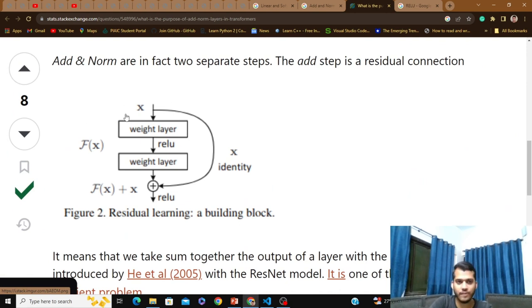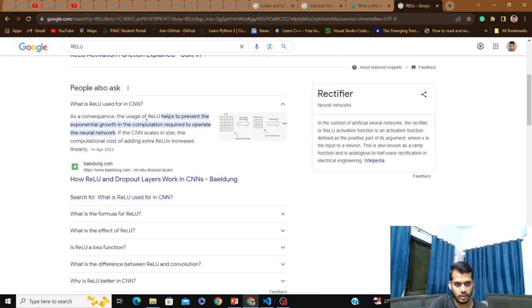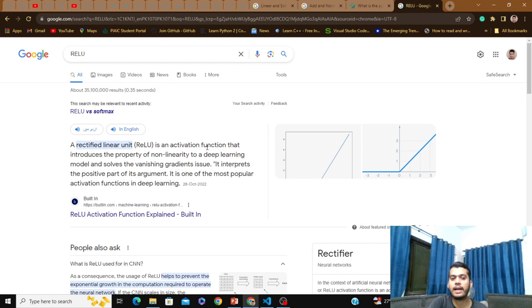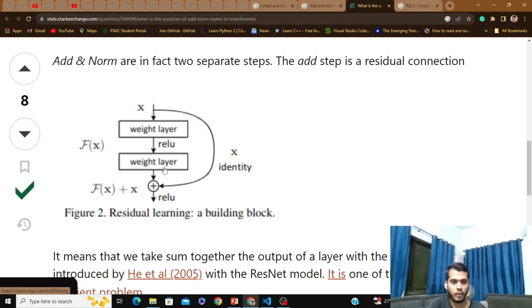First of all, the ReLU layer. What is ReLU? ReLU is an activation function that introduces the property of non-linearity to a deep learning model and solves the vanishing gradient problem. It returns the positive part of its argument and is one of the most popular activation functions in deep learning. Now see, the positive values 1, 2, 3 and the negative values -1, -2, -3, centered at 0. For positive inputs it works as the identity. This is the activation function.